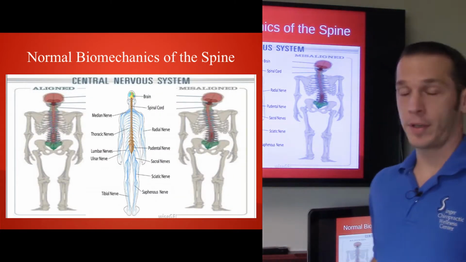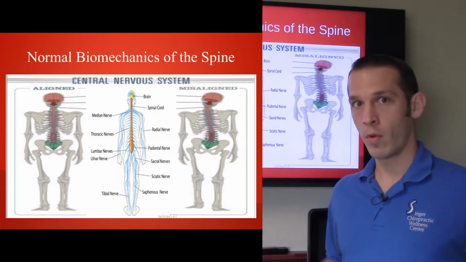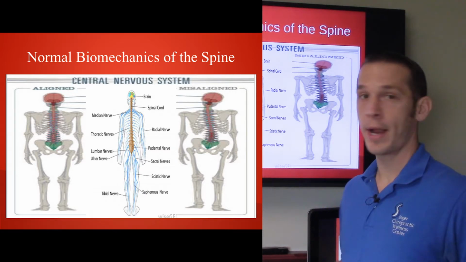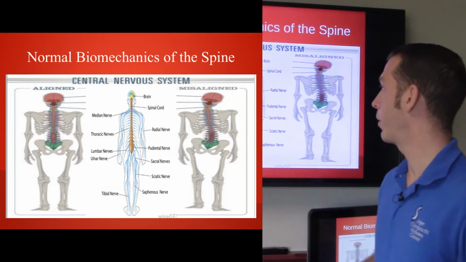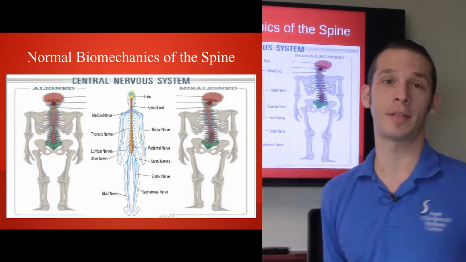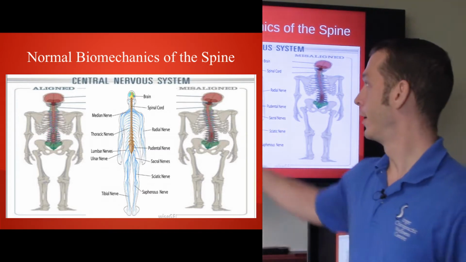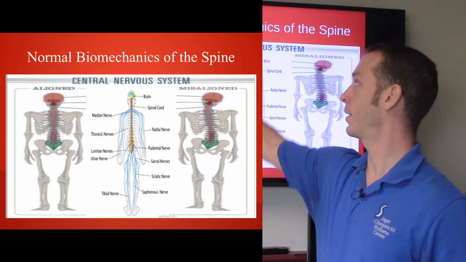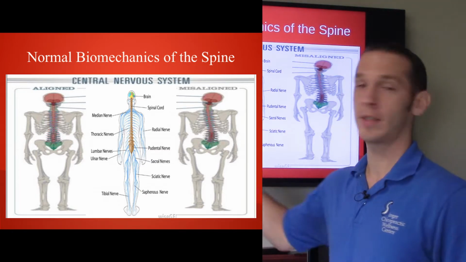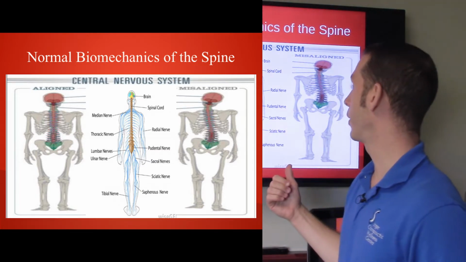Now, first thing we're going to go over is the normal biomechanics of the spine and the back. So the first thing I want you to notice is this is somebody just standing straight up and down. What you want to know is that the spine is straight up and down. In other words, it's not curving to one side or the other.